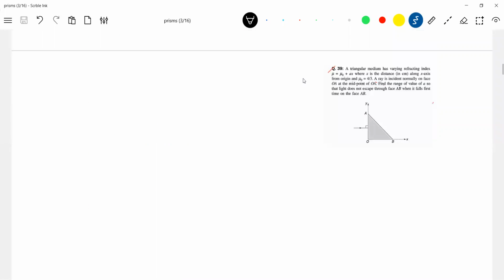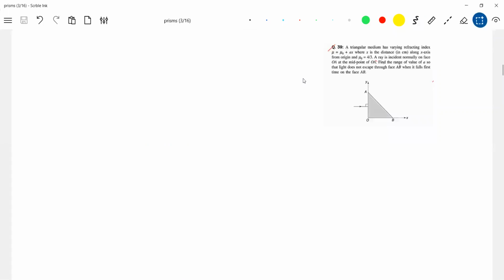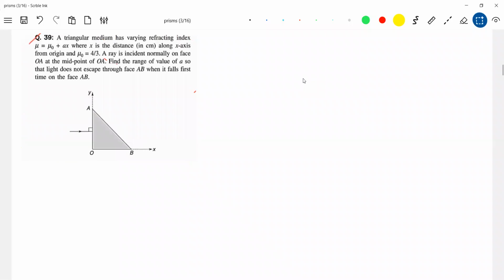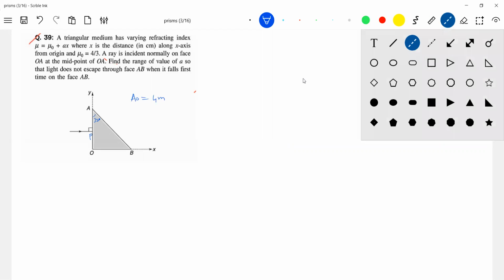I'll take the next one. I'll give this angle is missing. 37 degrees and AO is equal to 4 meters. The ray is incident at the midpoint. I just picked up a problem where mu is varying. Okay, read the question. I'll meanwhile adjust the diagram.